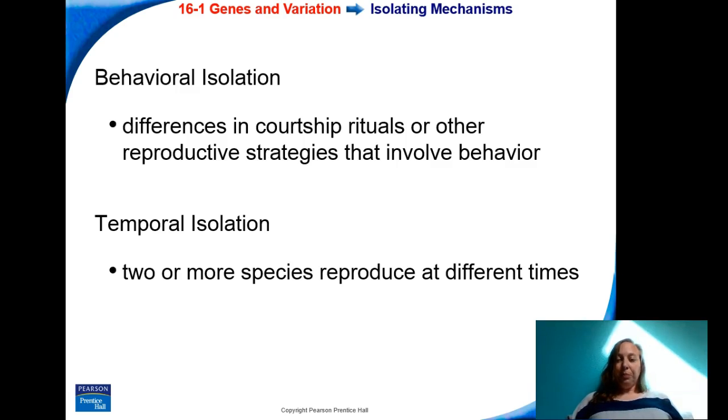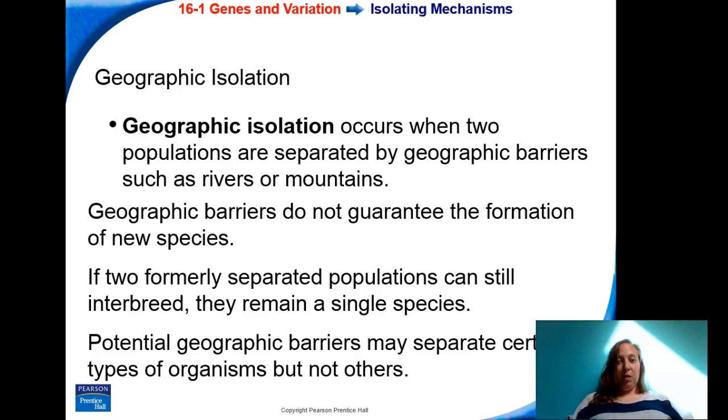Temporal isolation, where reproduction actually occurs at different times. So most organisms reproduce in the spring, but not all, and those that don't always reproduce in the spring will have a different time frame for reproduction than those that reproduce in the spring. So if they're a winter reproduction versus a spring reproduction, two different times, they keep them isolated so that they don't have the ability to reproduce.